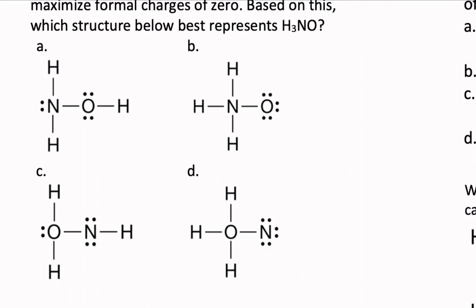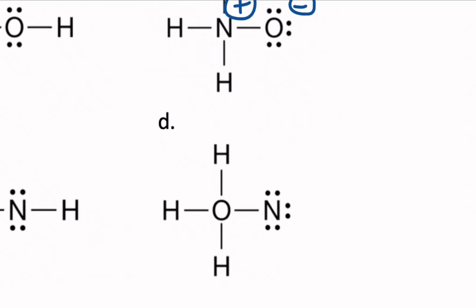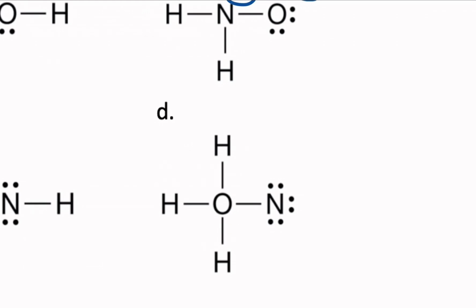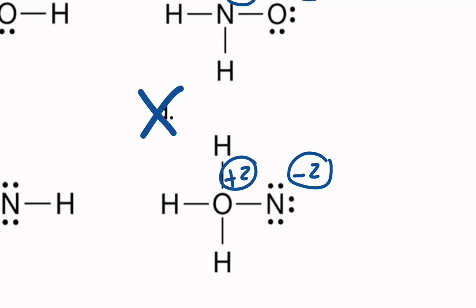Well, if you go through and figure out your formal charges, you'll find that singly bonded oxygens have a negative, tetravalent nitrogens have a positive, so B is out. In the one right below it, D, this nitrogen with 3 lone pairs, let's check our electron count. Valence of 5, minus 1 bond, minus 6 dots. That's actually a negative 2 on the nitrogen. The oxygen would have a positive 2, so that one's out as well.